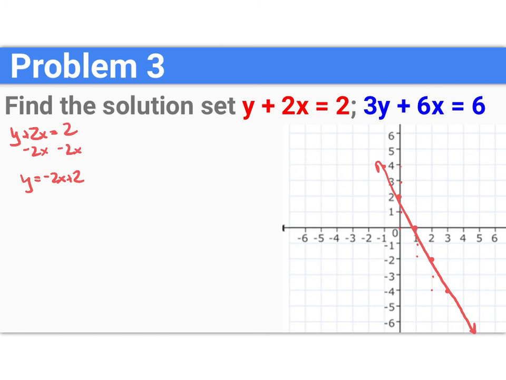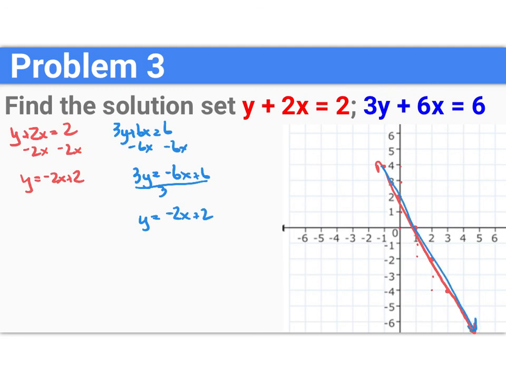Okay, so let's take the blue line. 3y plus 6x equals 6. Subtract 6x from both sides. 3y equals negative 6x plus 6. Divide everything by 3. y equals negative 2x plus 2. And we get the same exact line. So every point on the blue line intersects the red line. So as we can see, these are the same lines.